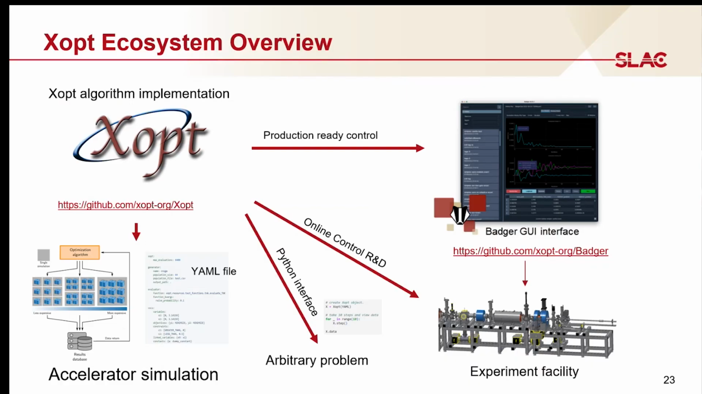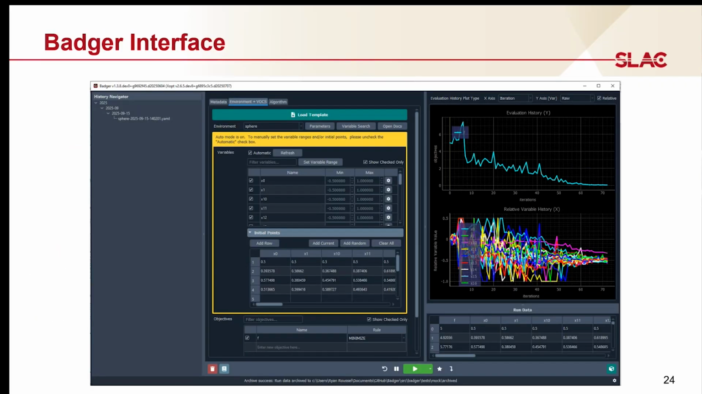So let me come back and look at our ecosystem. We covered Xopt and where we're using it in the context of doing high performance optimization on a computing cluster. We've talked about the development of new online control research and development of these different optimization algorithms. And now we can start talking about production-ready optimization using the Badger GUI interface. So this is just a screenshot of the basic Badger interface.